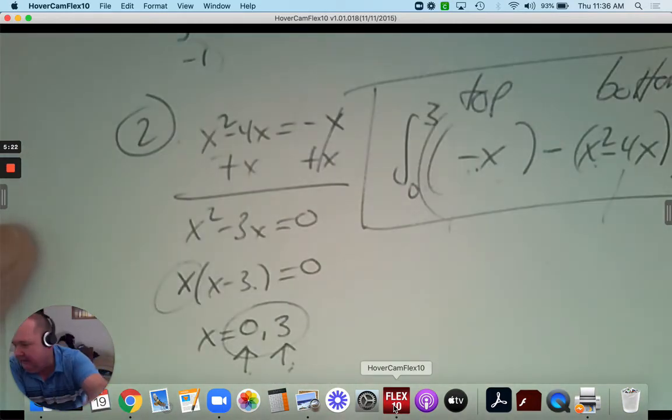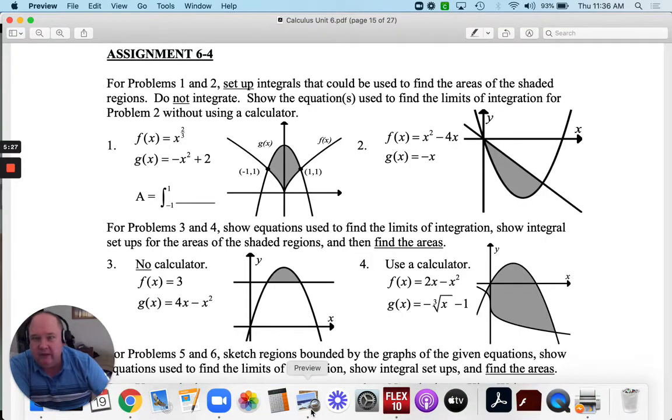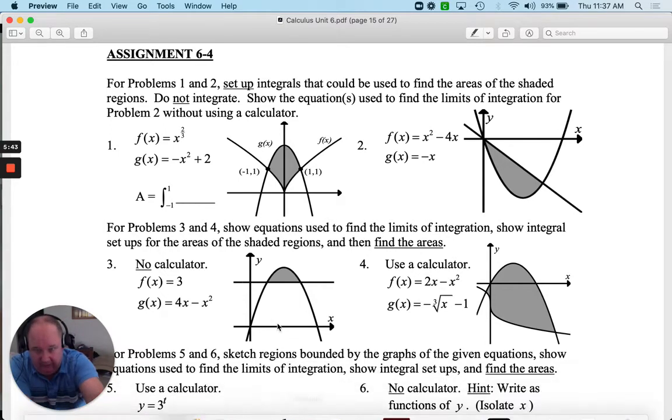Number 3. It says, for problems 3 and 4, show equations used to find the limits of integration, show the limits, which are the bounds, show the integral setup, and then find the areas at the end. So I'm going to do everything from beginning to end. My goal is to find the area of that shaded spot. To do that, I first need to know the lower limit and the upper limit. How do I do that? I take the two functions, make them equal to each other, and solve for x.